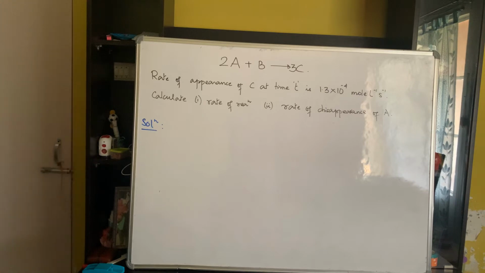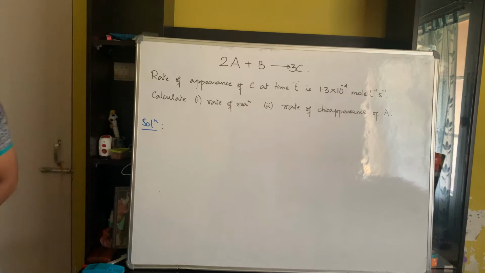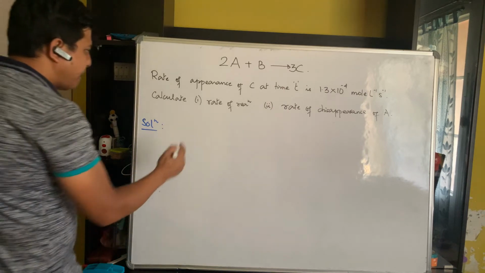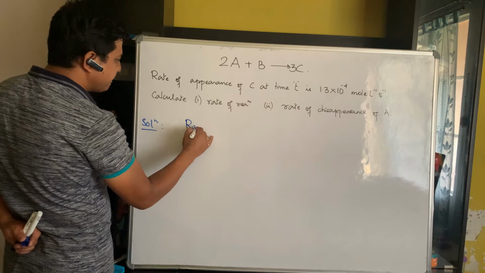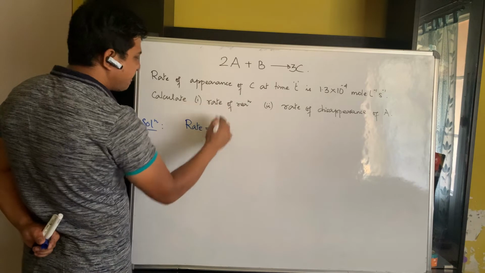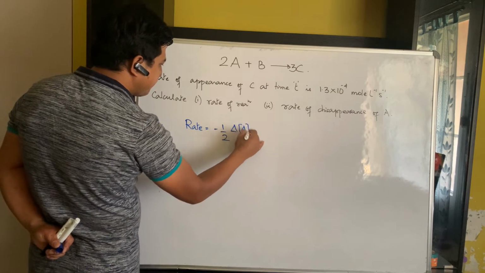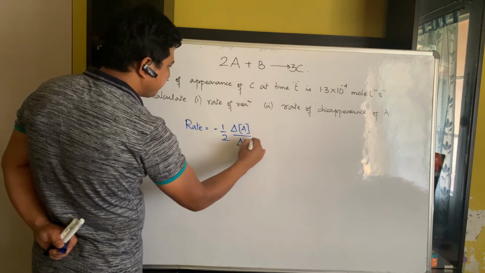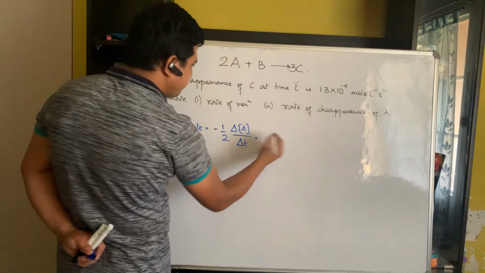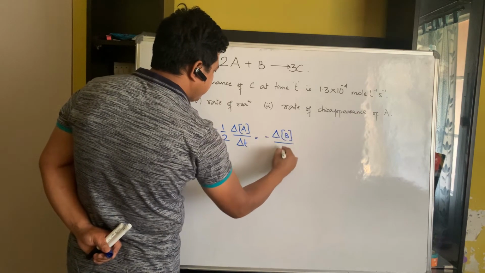Now first of all, we need to look at the respective stoichiometric coefficients carefully. Here it is given 2 moles of A reacts with 1 mole of B to give us 3 moles of C. Now how do we express the rate of this reaction? So rate equals, it's 2 out here, so minus half change in concentration of A divided by time taken for the change. Here stoichiometric coefficient is 1, so minus del B by del T.